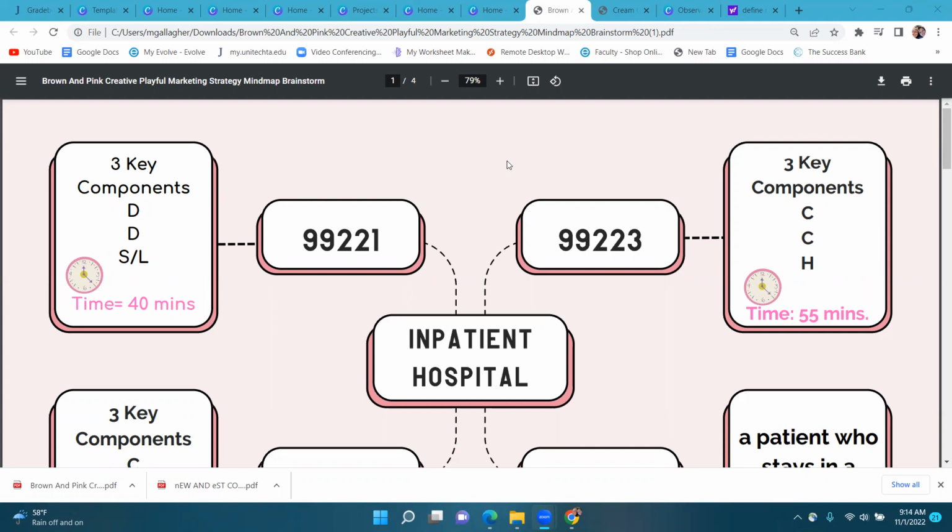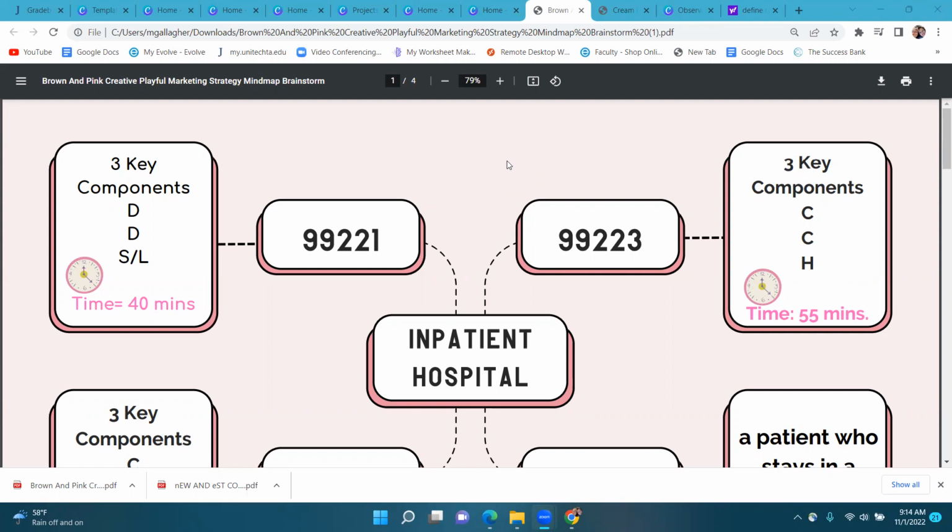So I want to call your attention to page 23 of your CPT. At the bottom, it says initial hospital care, new or an established patient. The following codes are used to report the first hospital inpatient encounter with the patient by the admitting physician. Okay, so initial means the first encounter, initial first encounter, and that's going to be very important. So let's get into these codes.